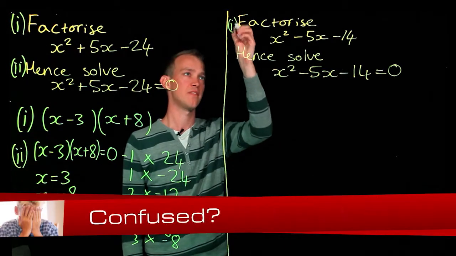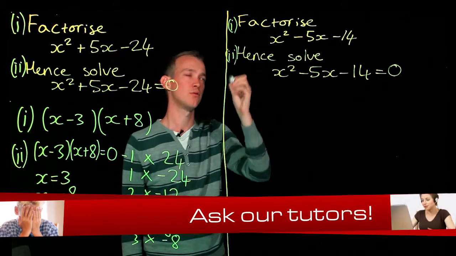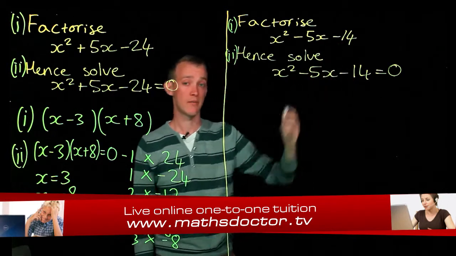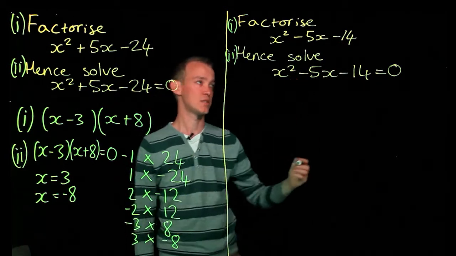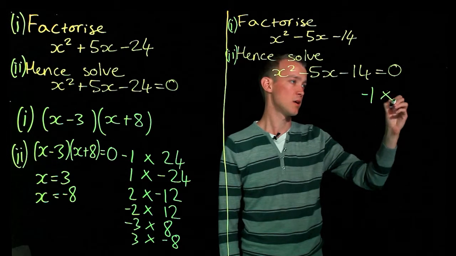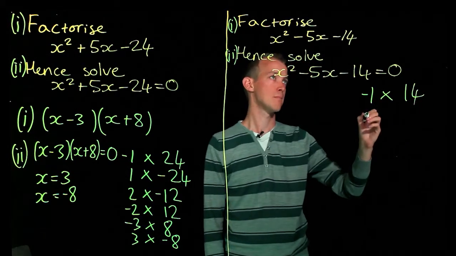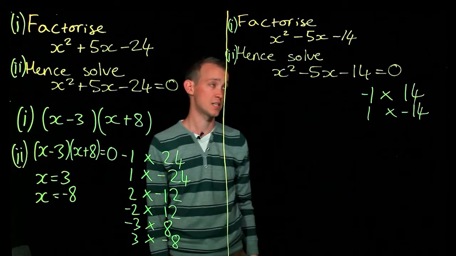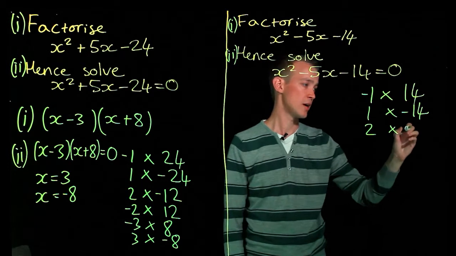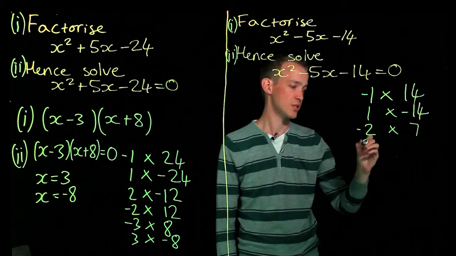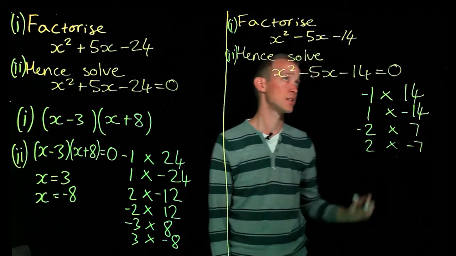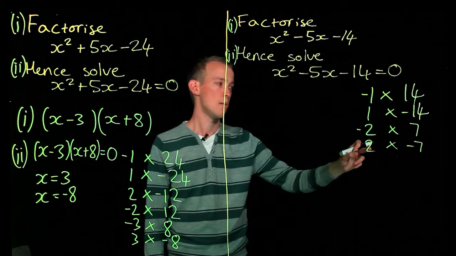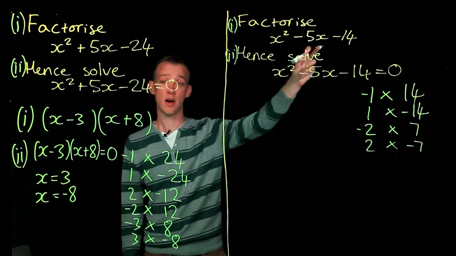First of all, again, I'm going to be factorising and then I'm going to be solving. So, to factorise this one here, two numbers that multiply together to make a negative 14 and add together to make a minus 5. Minus 1 times a positive 14 makes a negative 14, and 1 times a negative 14 makes negative 14. We have 2 and 7, so we can have minus 2 and positive 7, or 2 and minus 7. And again, I'm checking as I go.